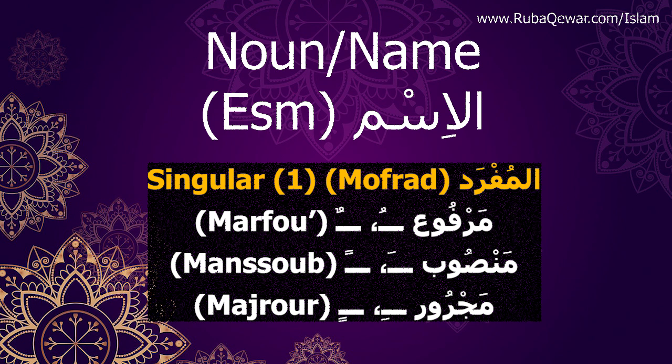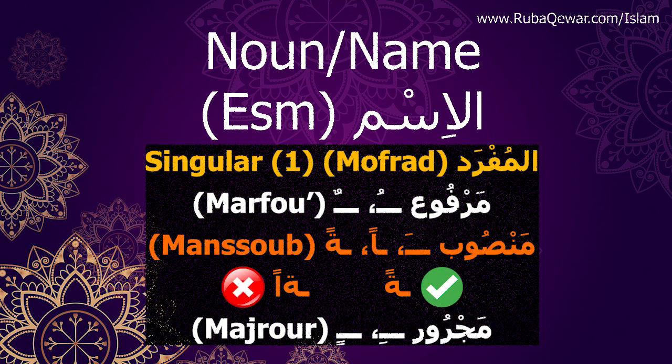And then we have mansoob. It means hanging, like when you hang your laundry. أنت تنصب الملابس. Mansoob is fatha. And marfu' also has tanween dhamma, and mansoob has tanween fatha. Majroor, what they call al-khafd or makhfood. So khafd is kasra or tanween kasra. The other thing is mansoob.